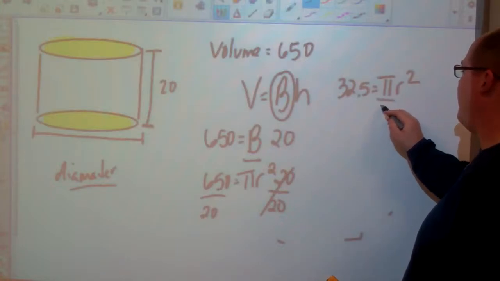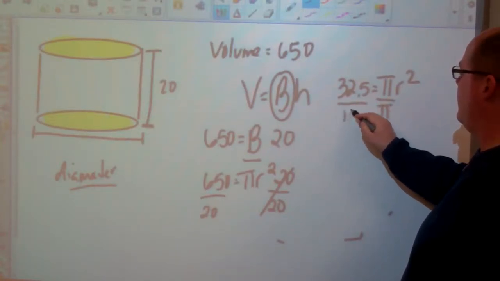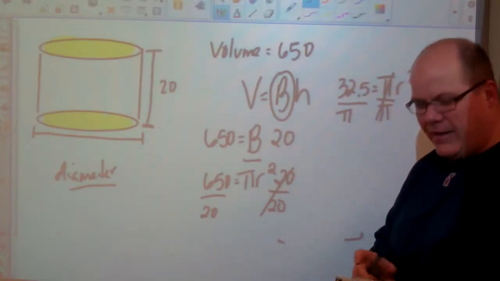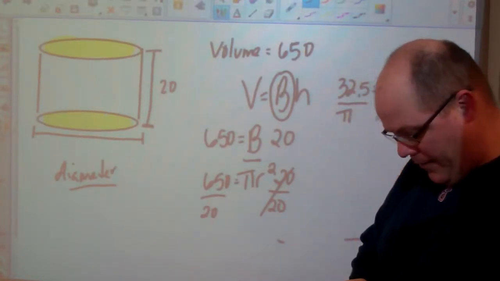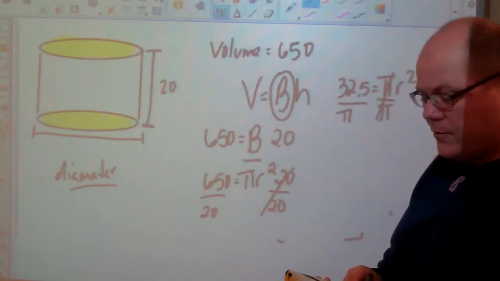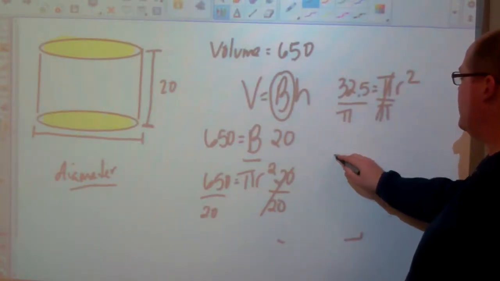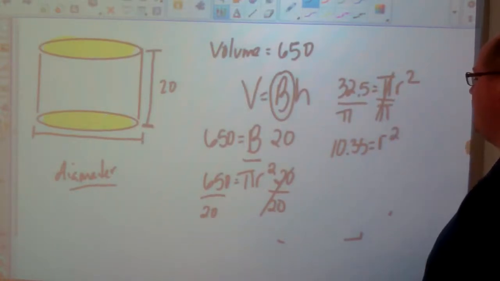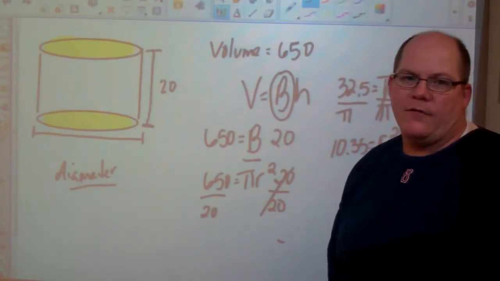Now I'm going to divide by pi. Cancel those two out. So 32.5, again, let's just use 3.14, divided by 3.14 equals 10.35. So now I have 10.35 equals r squared. Well, I need to find the radius, r.